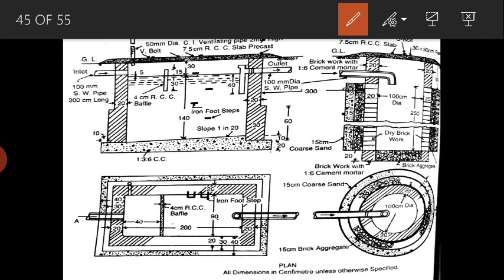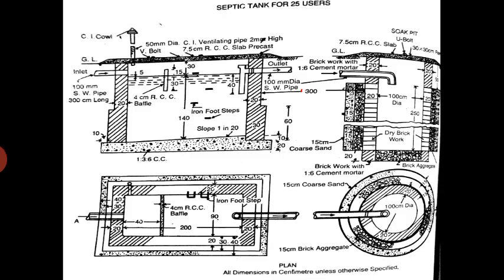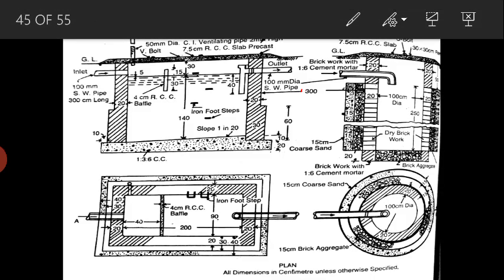Then above that you have two layers of bricks. This is the first layer of bricks, and above that we have a second layer of bricks. Similarly, if you see the bottom portion of the work, that is made up of RCC, and below that you have 1:4 cement mortar bricks, made up of first class bricks. Then we'll start with the excavation.